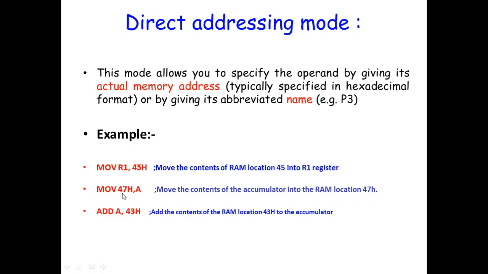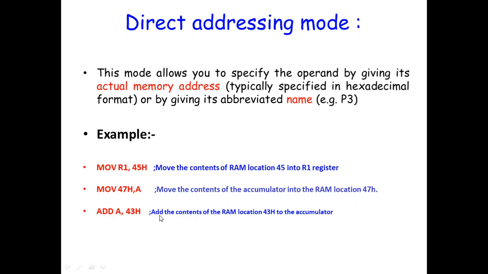47H is an address here because the hash sign is not there, and that's why 47 is working as the memory address. Means your data is moving from the accumulator into the memory location whose address is 47H. All of you agree with this point? Here the hash sign is not there. Just see here. Suppose the hash sign is not there, means that number is indicating an address, not data.